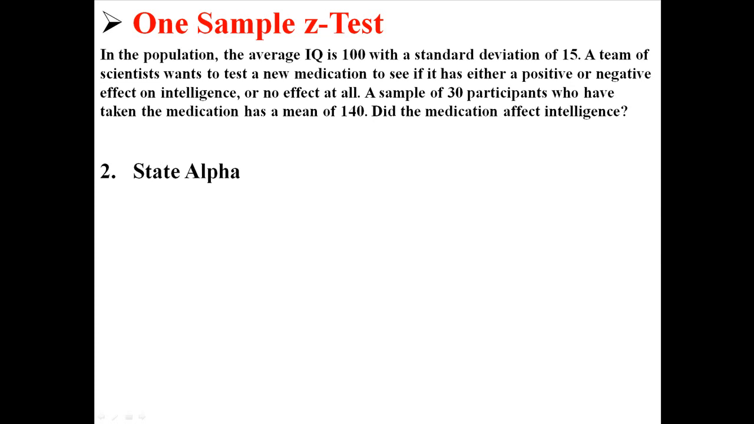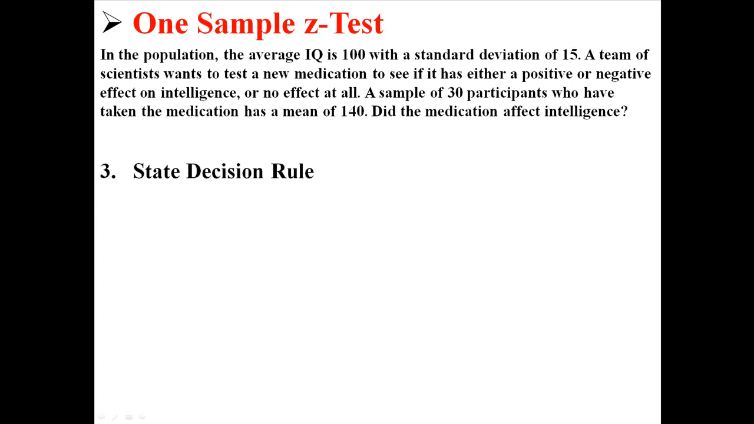Now, step 2 is to state alpha. Remember that alpha is our probability of making a type 1 error. And in this case, we're going to set it at 0.05. It'll almost always be set at 0.05 by default. It might be 0.01, but in this case, we're just going to use 0.05.